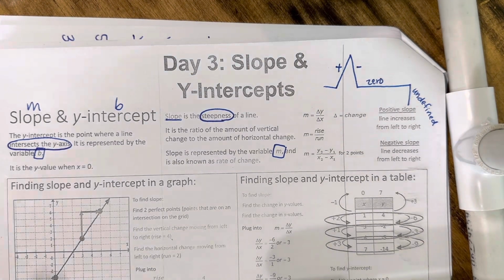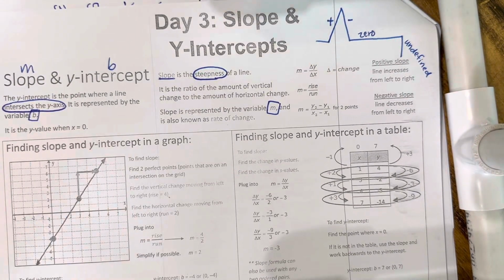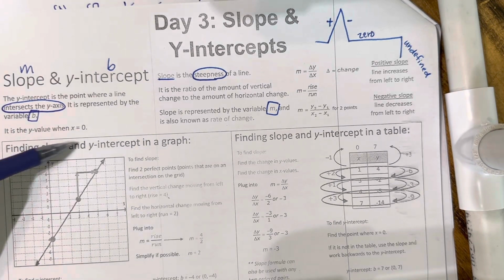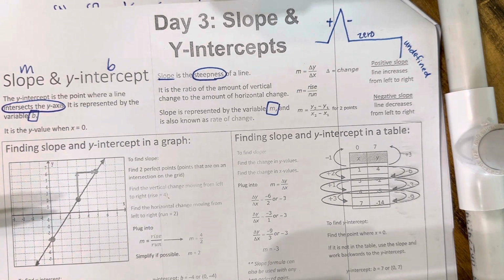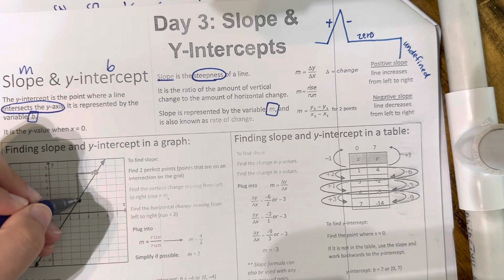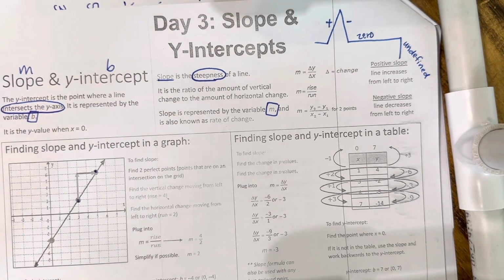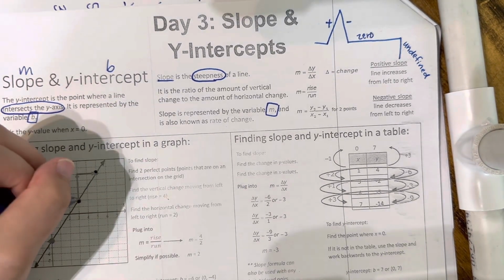So here are some examples that we see here. Okay, finding slope and y-intercept in a graph. We do rise over run. We pick 2 points. Sometimes they give us the 2 points, which is awesome. And then we make a right triangle.